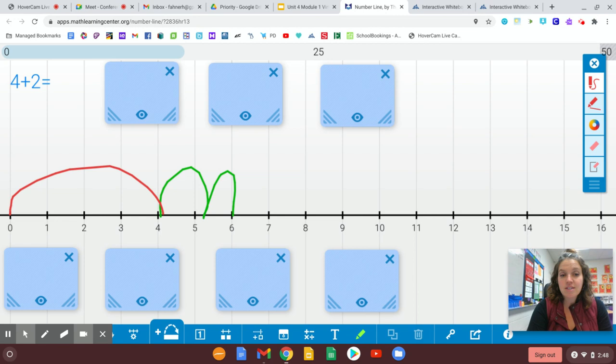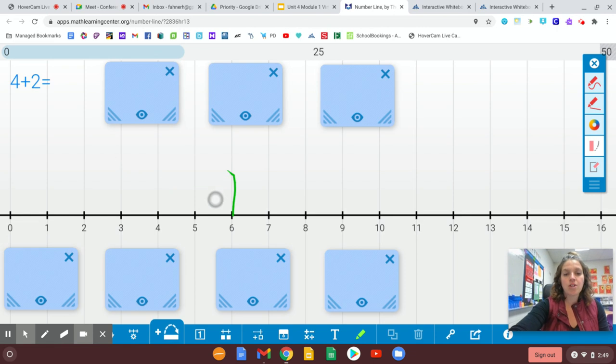Both ways work. And so I have 4 and 2 more is 6. I get the answer 6 on both of my number lines. When you're using your number line during small group, you can either start with a bigger number and count on, or you can start at 0 and jump the first number and then count on from there.